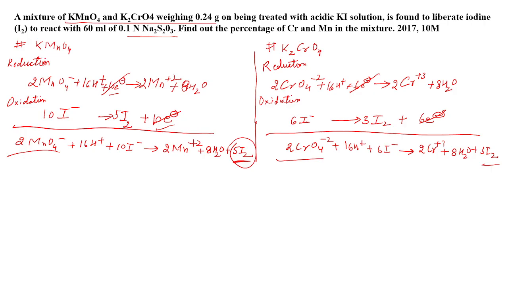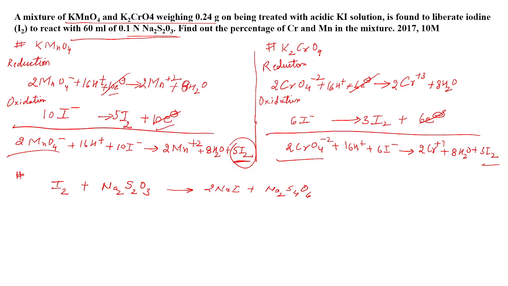Okay, but still we don't know how much iodine is liberated. Indirectly, what they have given is that this iodine is further reacting with this Na2S2O3. Okay, now let's see how this reaction is taking place. I2 plus 2Na2S2O3 will give you 2NaI plus Na2S4O6. Okay, this is how this reaction is taking place, where iodine is again converting into I negative ion.